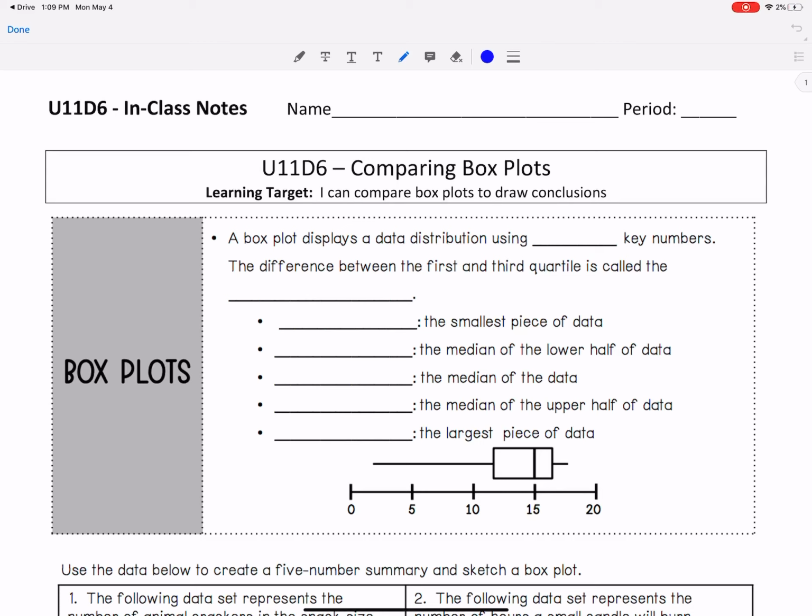Okay, so the very first thing is there's this picture down below here of a box plot. That's what we're learning about today. Your learning target is I can compare box plots to draw conclusions. So you just have to be able to understand how to read a box plot. All right, so we've already talked about these terms before, so it's a little bit of a review, plus you're learning about box plots. The very first thing, the smallest piece of data in something is always called the minimum.